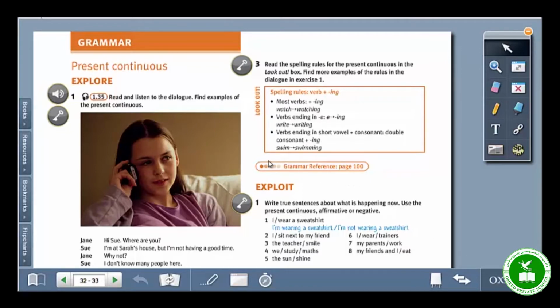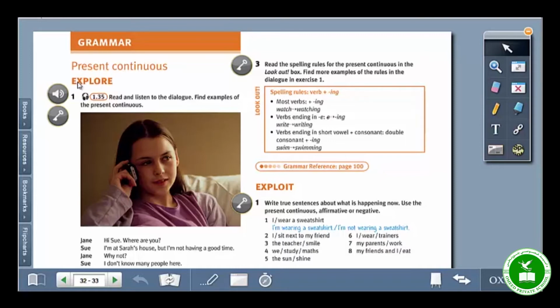Today we are going to study page 33 and its grammar, present continuous. We have already talked about present continuous before, okay? So if you don't know what present continuous is, you have to watch the previous videos, okay? Present continuous tense shows an action which is going on right now, okay? For example, I am speaking right now. So that was just an example.